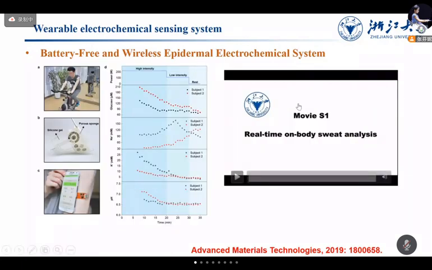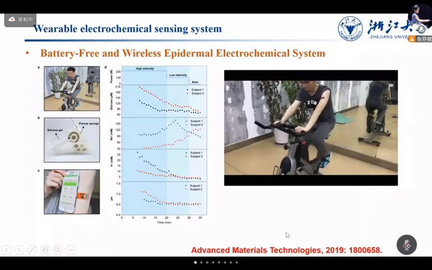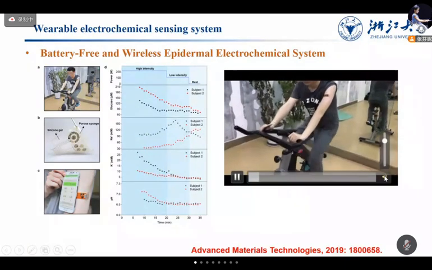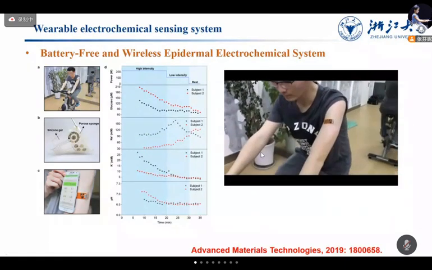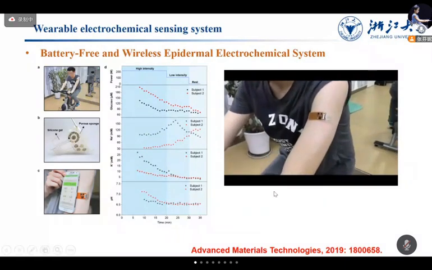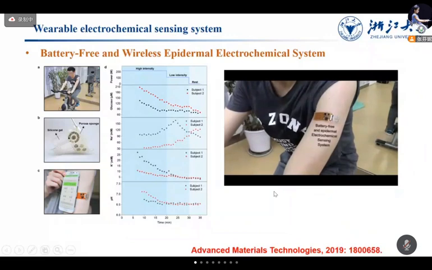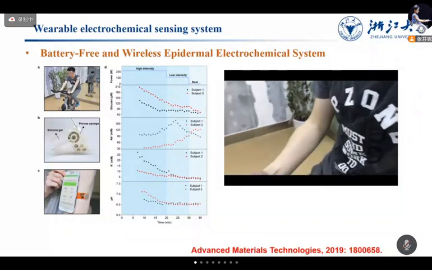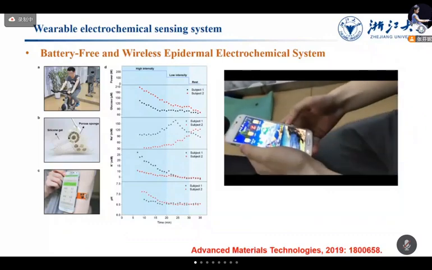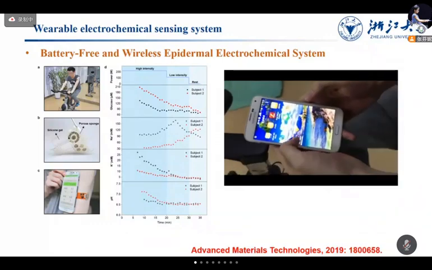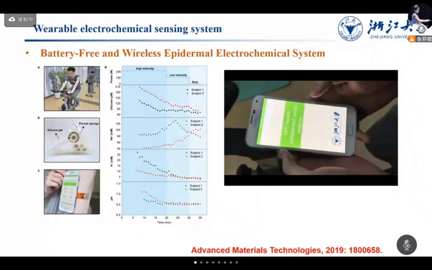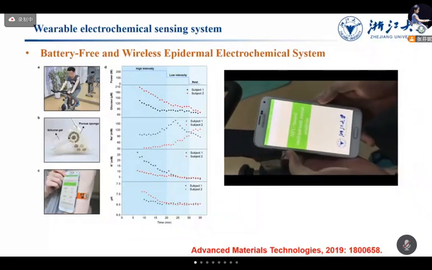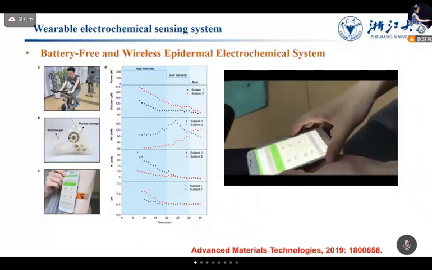This is to show how the real-time monitoring works. You can see, when you are doing some exercise, your sweat will be monitored to see how the ions are reducing or increasing.